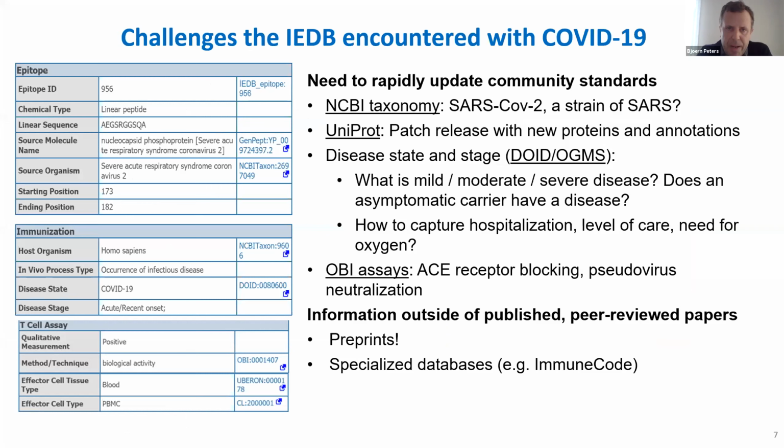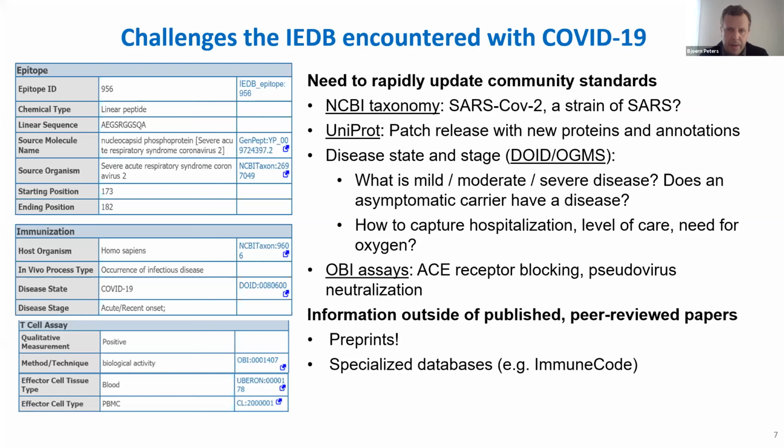What challenges did we encounter in this whole process? So as I said, we are relying in the IEDB on community standards for knowledge representation, but the problem is that these were obviously not anticipating SARS-CoV-2. So NCBI taxonomy, which is really foundational to much of the work most of us are doing, considered SARS-CoV-2 a strain of SARS at the start, which caused all kinds of problems.